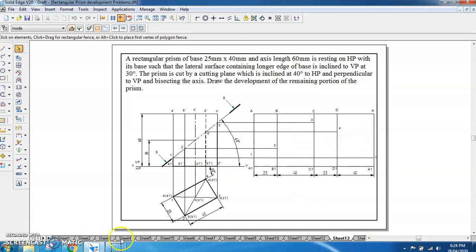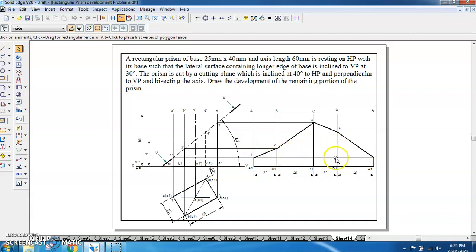Once you have got the cutting points, you can connect 1 to 2, 2 to 3, 3 to 4, 4 to 1 by a thick line. Then further 1 to A1, 4 to D1, 3 to C1, 2 to B1 and 1 to A1. Again you mark them as dark lines because these are the edges of the solid which will be retained after cutting, and then you connect A1 to A1, which is the bottom edge.